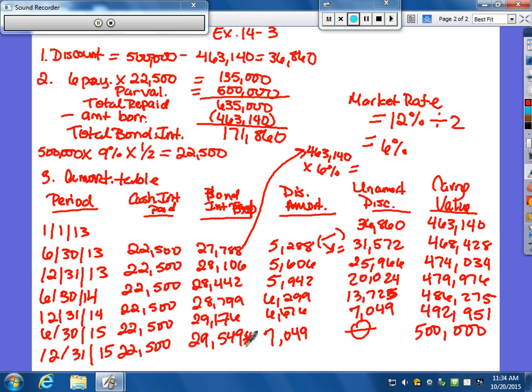Okay, so we've got to go through these last two relatively quickly. Exercise 14-6. Paulson Company issues 6% 4-year bonds on December 31st, 2013 with a par value of $200,000 and semi-annual interest payments. Use the following bond amortization table and prepare journal entries to record A, the issuance of the bond, B, the first interest payment, and C, the second interest payment.